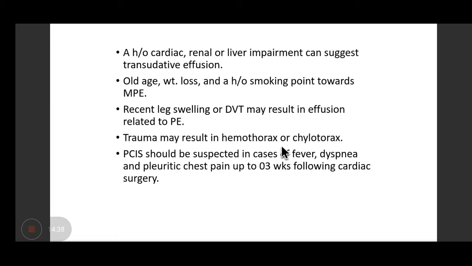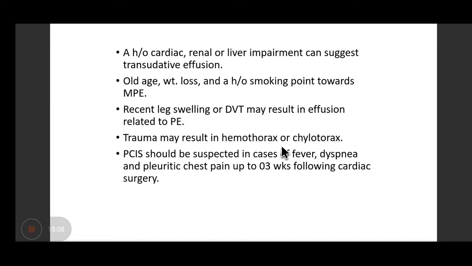History of cardiac, renal, or liver impairment will suggest transudative effusion. Whereas old age, weight loss, and history of smoking will point towards malignant pleural effusion. If there is recent leg swelling or DVT, it may result in effusion related to pulmonary embolism. Trauma may result in hemothorax or chylothorax.